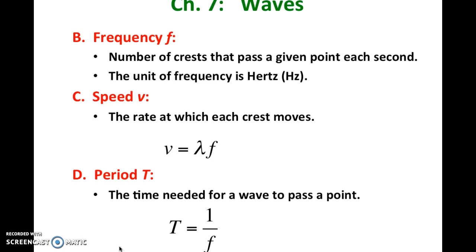The wave speed, defined as the rate at which each crest moves, is equal to the product of wavelength and frequency, i.e., wave speed v equals wavelength lambda times frequency f. The wave period is the time needed for a wave to pass a given point, and it can be calculated from the reciprocal of the frequency, i.e., the period T equals 1 over frequency f.